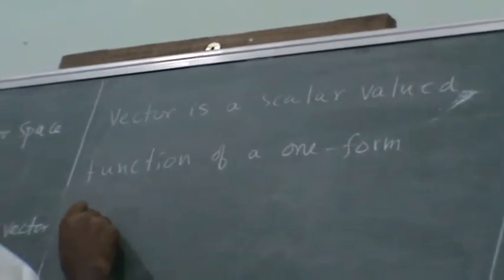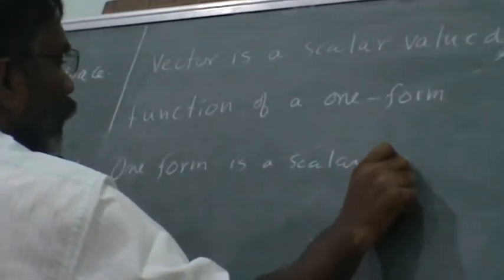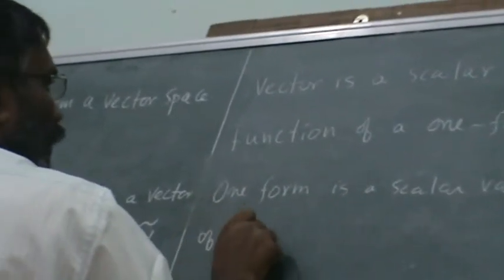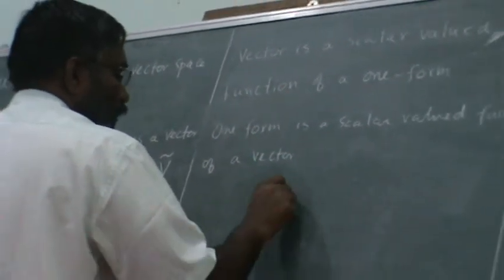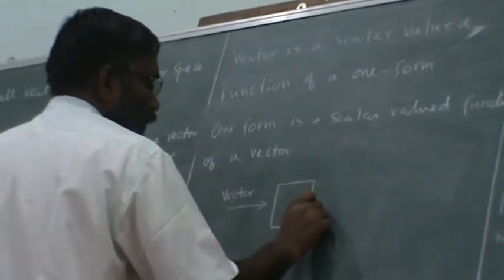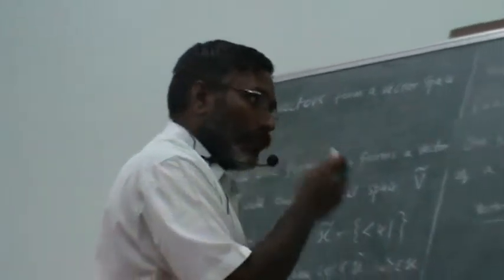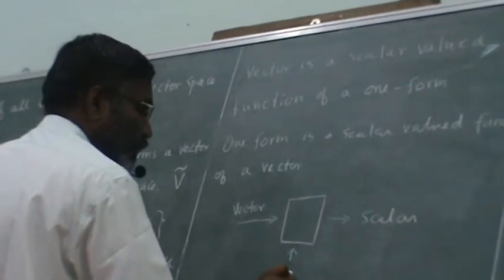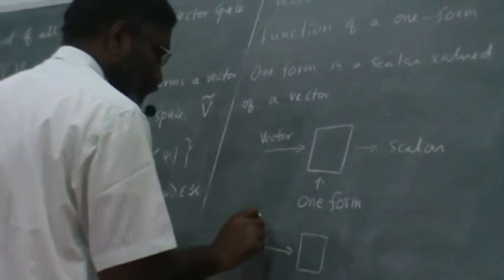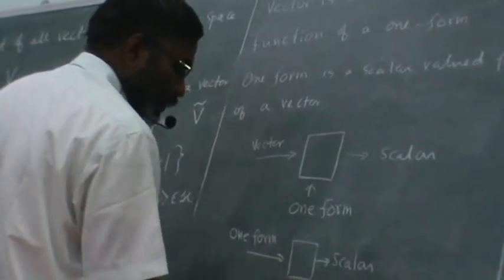Similarly, a one form is a scalar valued function of a vector. So if you have something like a box here, you send in a vector, you get a scalar. This vector is an input and the scalar is an output. Then you call this one a one form. On the other hand, if you send in a one form, you get a scalar, then you call this a vector.